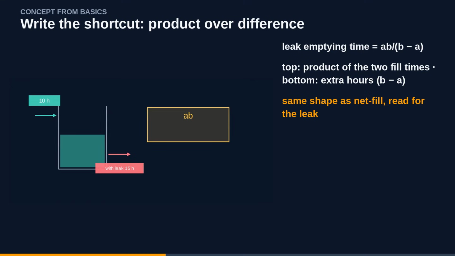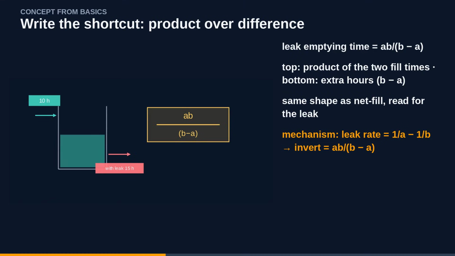Why that fraction? The leak's rate is the clean fill rate minus the slowed fill rate, 1 over A minus 1 over B. Flip that difference upside down, and you get exactly A times B over B minus A. Use the shortcut directly rather than writing 2 rate equations from scratch.